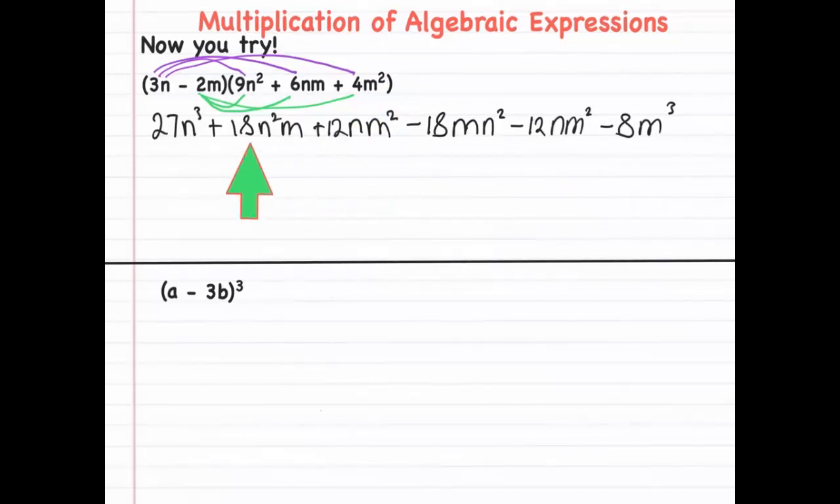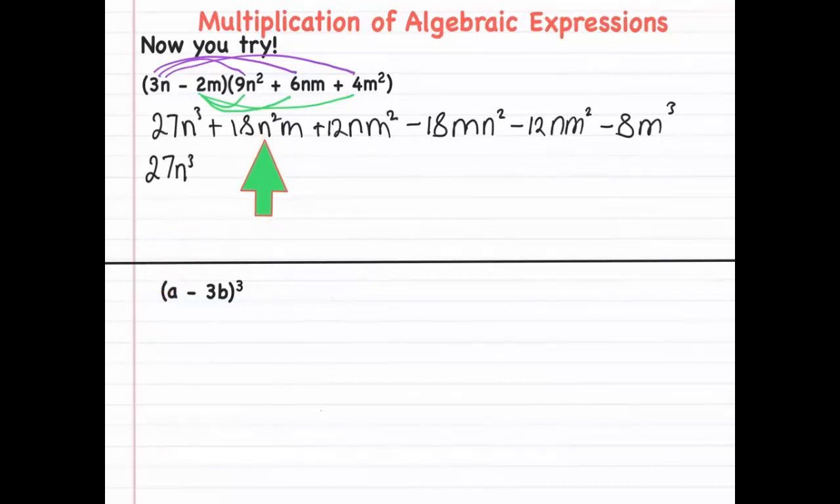Now, after I've done all that, I am going to have a look to see if there's any like terms I can add and subtract. Is there any other n to the power of 3? No. Okay, so I write down 27n to the power of 3.